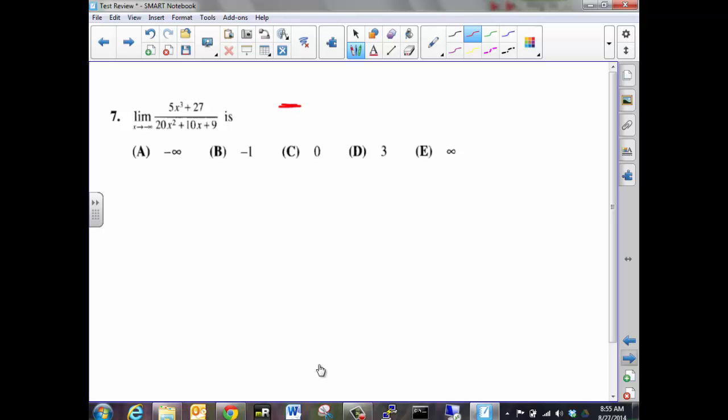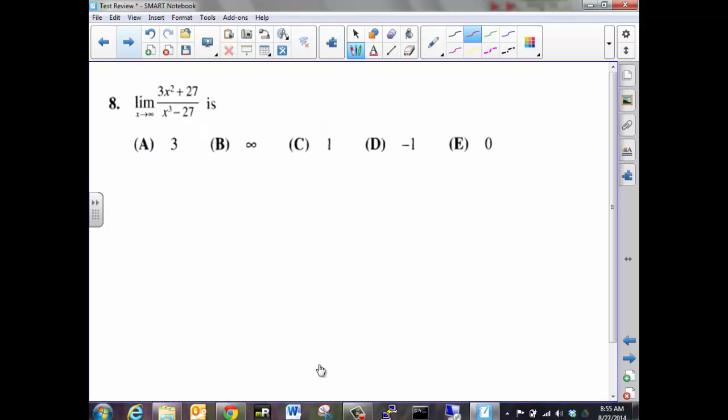Can everybody see that the top's going to be negative? Because you're going to have negative infinity cubed. That's going to be a negative number times 5. The bottom is going to be positive because you're squaring it, which is going to make it positive, and multiplying by 20, which still keeps it positive. So we've got negative divided by positive. We've got negative infinity on that one as well. Okay? Good.